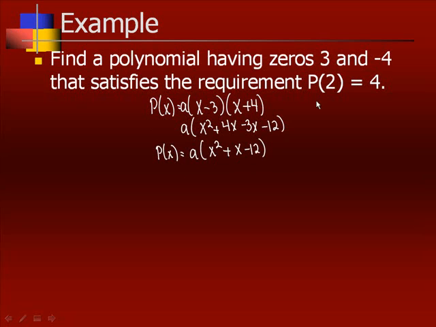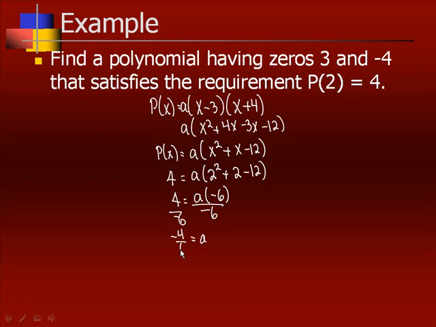Well, if they tell us that p of 2 is 4, that means the function value is 4, and then x is 2, so that's a times 2 squared plus 2 minus 12. Well, that would give us a times 4 plus 2 is 6. 6 minus 12 is negative 6. Dividing both sides by negative 6 gives us a is negative 4 over 6, or negative 2/3.